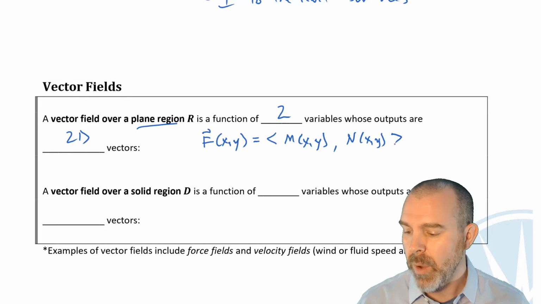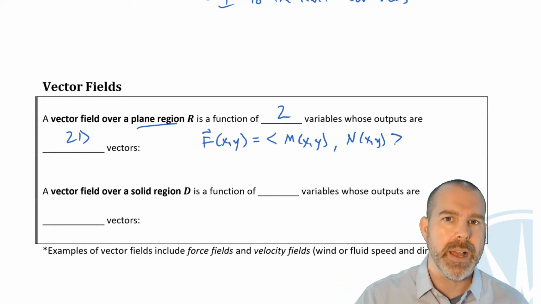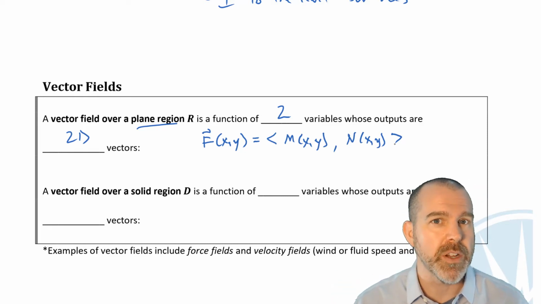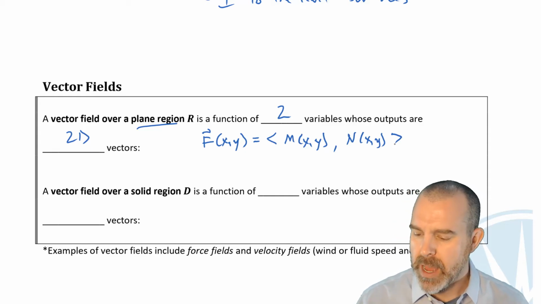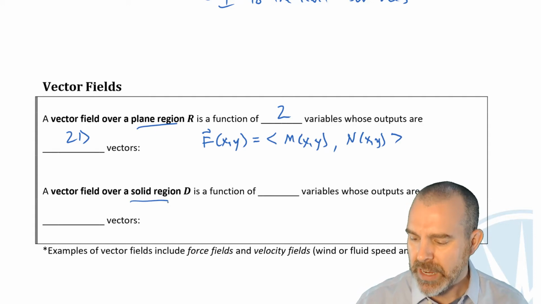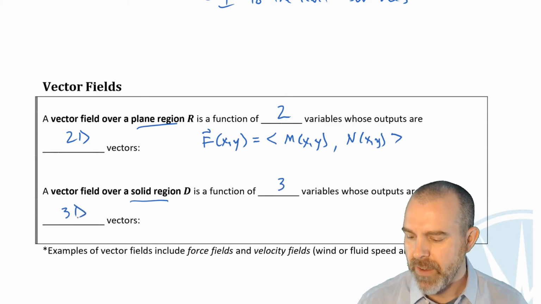It's a function of x and y, and it gives you an x component and a y component, each of which may be functions of both x and y. And that's like the gradient above was an example of one. A vector field over a solid region, D, is a function of three variables whose outputs are 3D vectors.